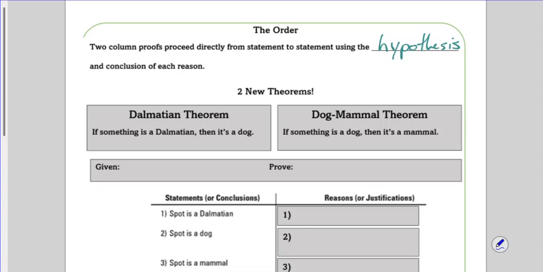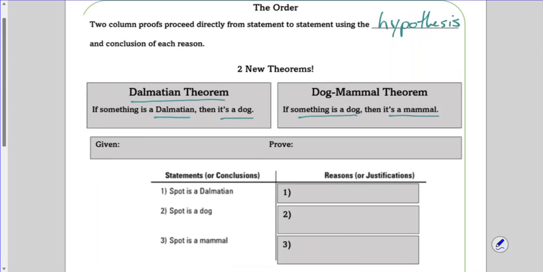So I'm just making up these two new theorems. The Dalmatian theorem, which states that if something's a Dalmatian, then it's a dog. And the dog-mammal theorem, which states that if something's a dog, then it's a mammal. I'm just making up these two theorems to give you an example. It's very similar to what we are going to be doing now. And then I'm going to tell you what I want you to prove. I'm going to give you that Spot is a Dalmatian. Spot's a Dalmatian. I want you to prove that Spot is a mammal.